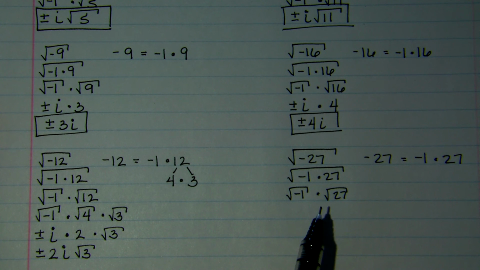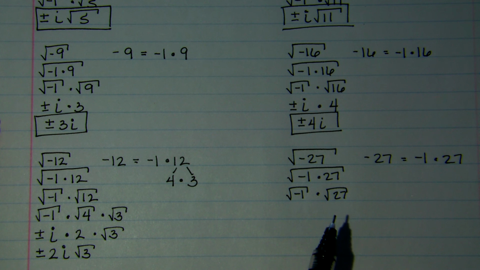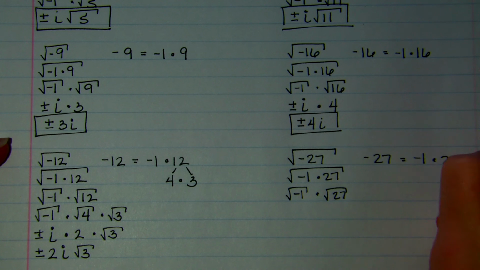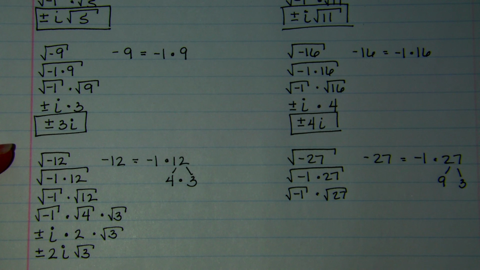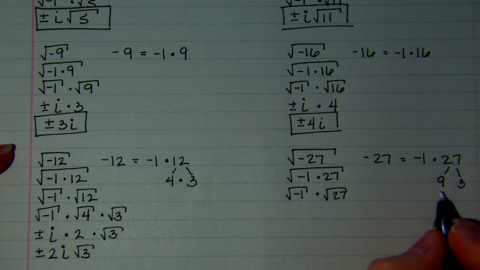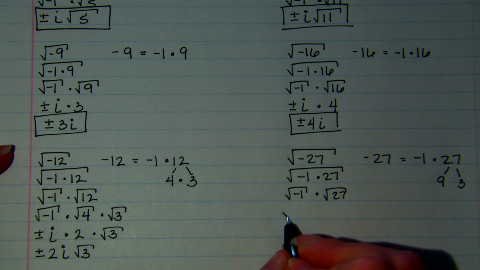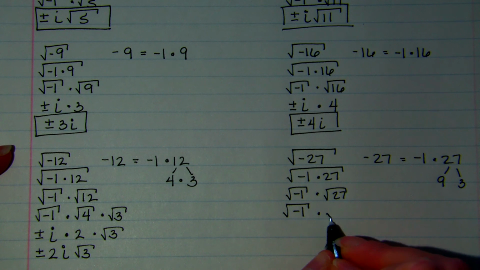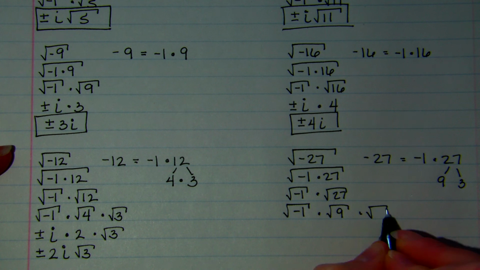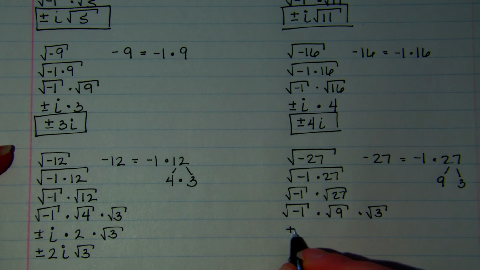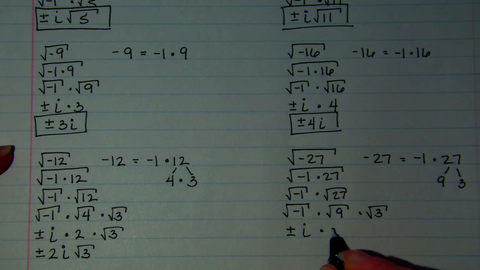And like 12, 27 can be factored. It is not a perfect square, but it can be factored. 27 is the product of 9 and 3. And so I'm going to rewrite this, and 9 is a perfect square, right? Remember, maybe go look at your perfect square list if you don't remember that, but 9 is a perfect square. This is the square root of -1 times the square root of 9 times the square root of 3. And so this is plus or minus i times 3, and I don't know the square root of 3.